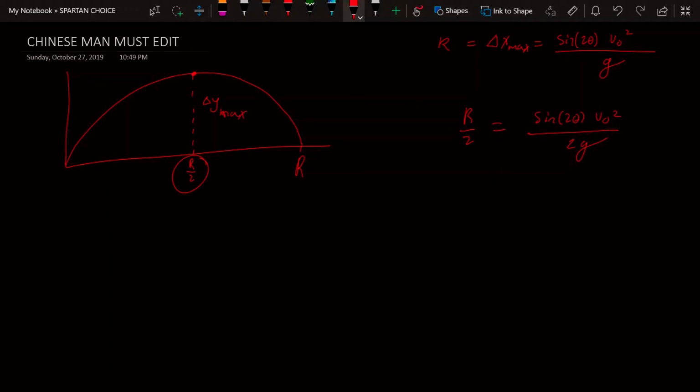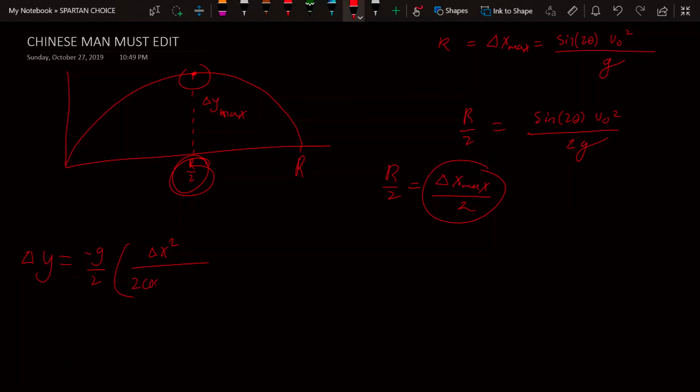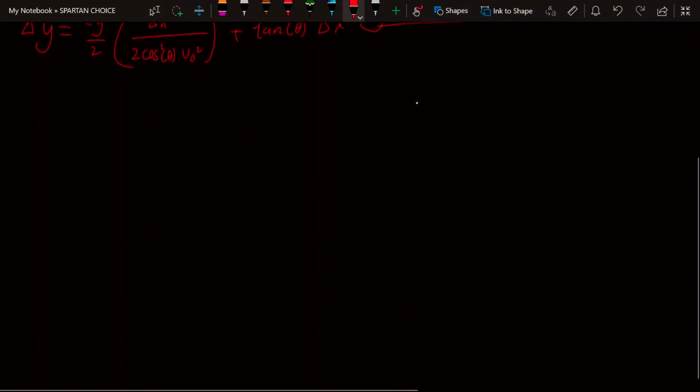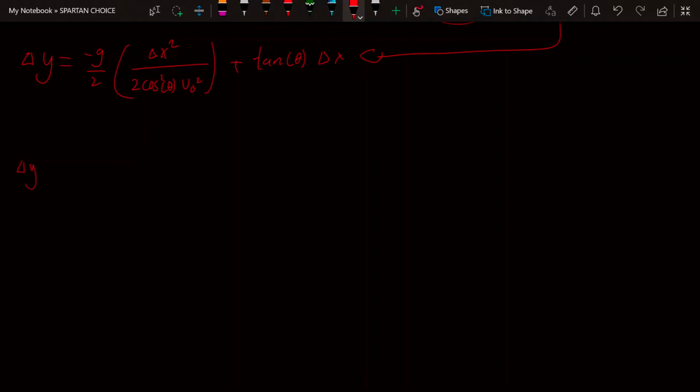Of course we can. We can substitute r over 2 for x, because we know that r over 2 is just equal to delta x max over 2, right? So if we substitute this, we should get this. Here we go. Delta y is equal to minus g over 2 delta x squared over 2 cosine squared theta v0 squared plus tangent theta delta x, right? Let's substitute this in for delta x and see what happens. We're going to get a really ugly equation, but it simplifies. So now our delta y becomes delta y max because we're going to find the maximum height. And let's just try to simplify.